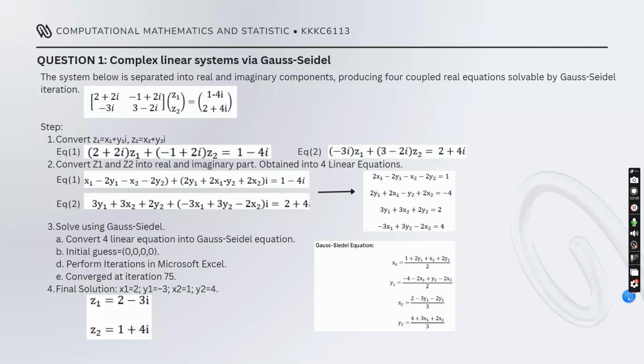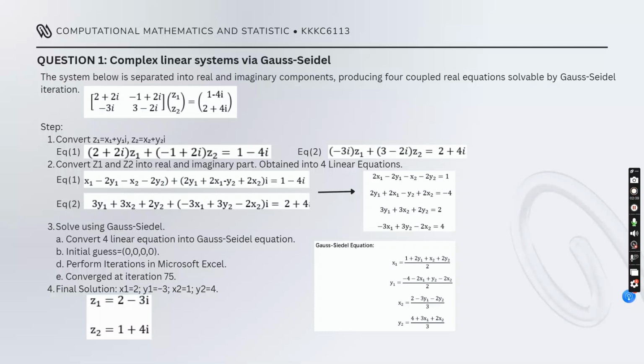Instead of solving these equations directly, I rearrange each equation into the Gauss-Seidel iterative form. The Gauss-Seidel method updates one variable at a time using the latest variable values from the current iteration. The initial value for all four variables was set to 0, and the iterative process was then carried out repeatedly until the values remained unchanged at 5 decimal places after convergence.